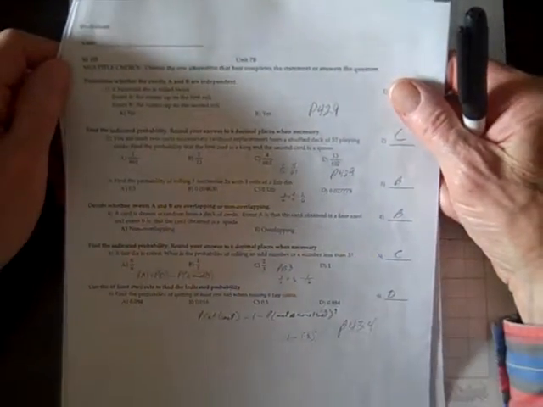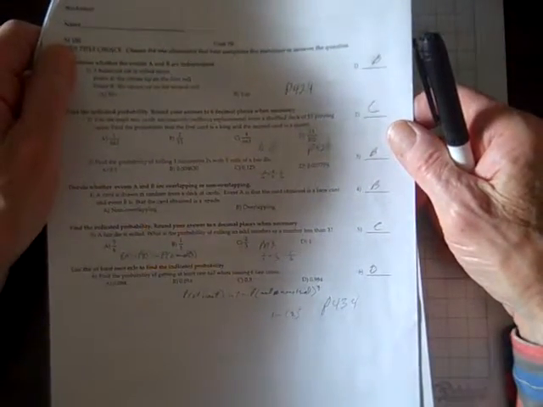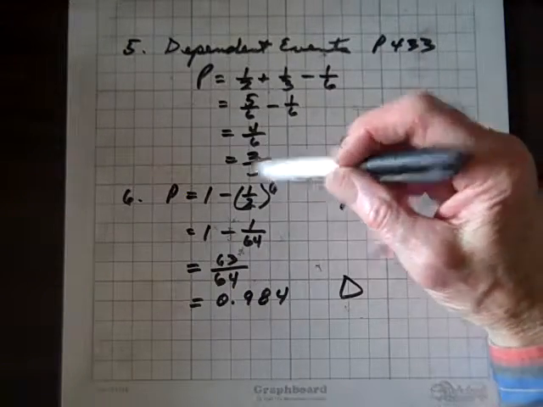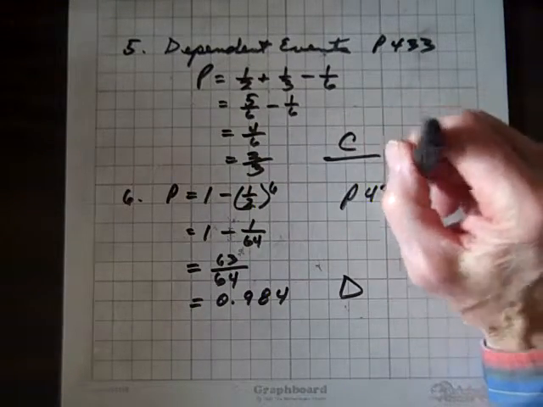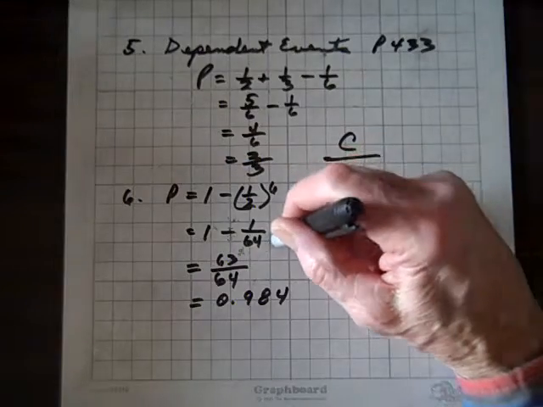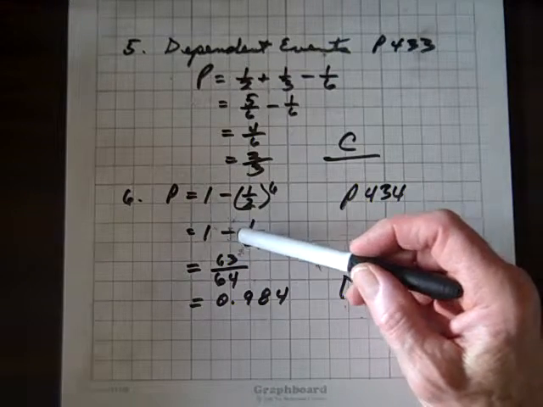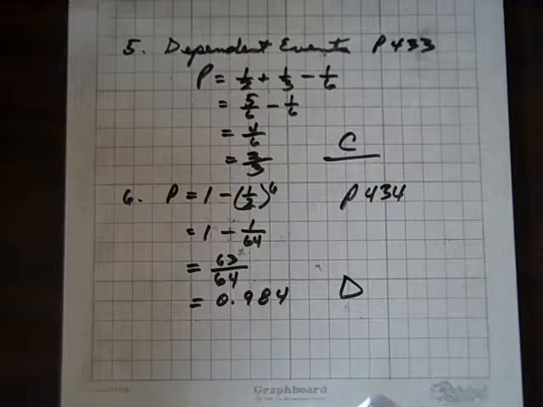Now for 6, we've got to use the at least once rule, and that is on page 434. Please look at that. And so find the probability of getting at least 1 tail when tossing 6 fair coins. Well, the probability of getting a tail is 1/2, so we've got 1 minus 1/2 raised to the 6th power. You'll see that formula on page 434. And so 1 minus 1 over 2 to the 6th power, and 2 to the 6th power is 64, so 1 minus 1 over 64. And that simplifies when you get a common denominator, 63 over 64, which is 0.984, and D is our guide.